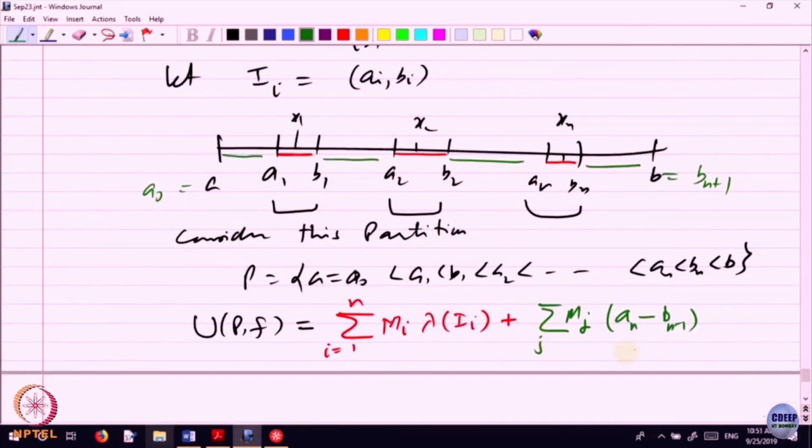You understand what I am writing here? I am writing the sums over these green portions. So, what will be that? The maximum value mj, whatever that may be, times the length of the interval. So, the length of the interval will be like a2 minus b1, the length of the next one will be a3 minus b2. So, that is what I have written here. Oh sorry, aj, yes, aj.